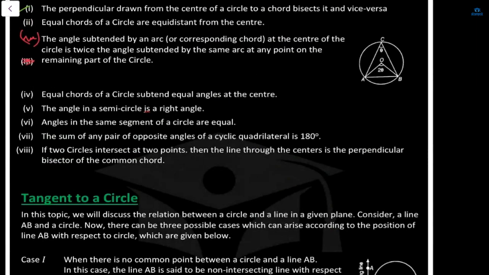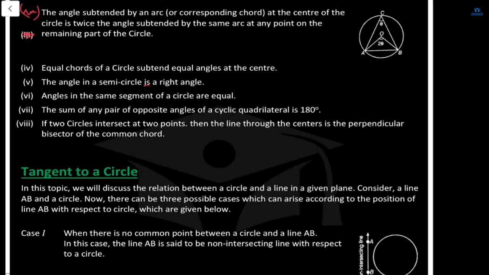Okay, I mentioned. Fourth one, equal chords of the circle subtend equal angles at the center. The equal chords will be equidistant from the center, and they will also hold or subtend equal angles at the center. Okay, the angle in a semicircle is a right angle.